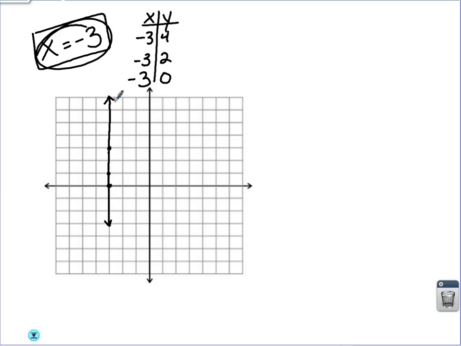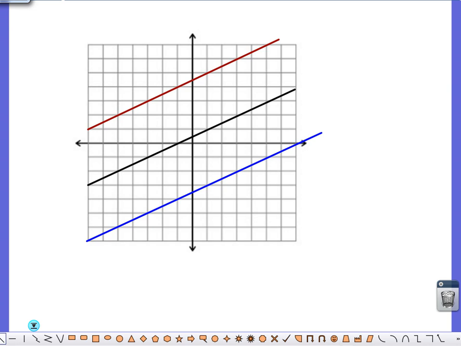So anytime you have x equals a number, this is not going to be a linear function. It is not a function because you have points above points. It has a slope that is undefined. But anytime you're asked to graph an equation of the form x equals a number, that graph will always be a vertical line.